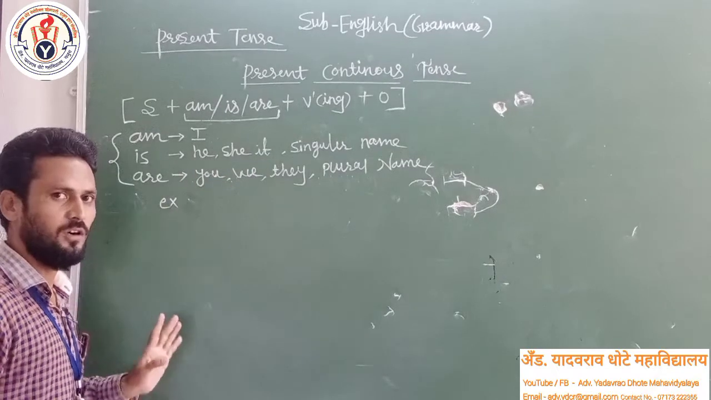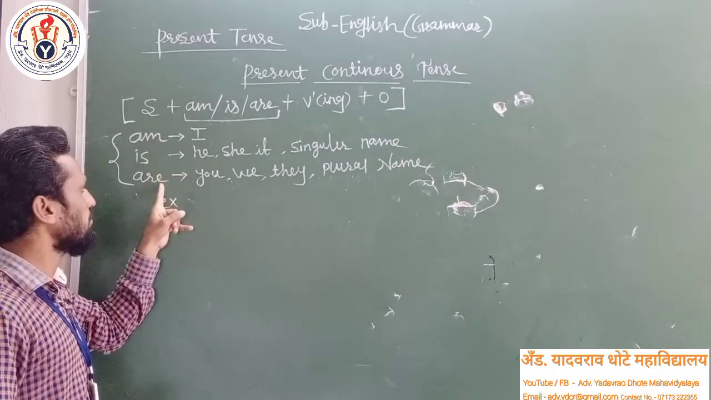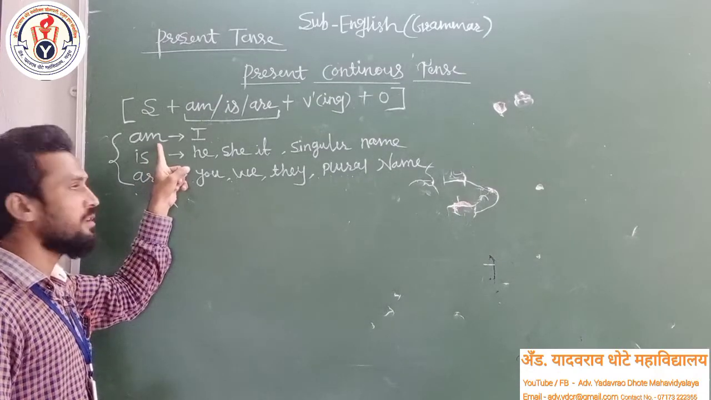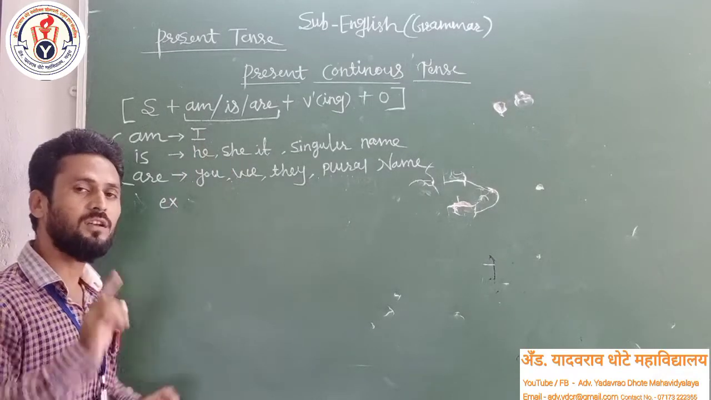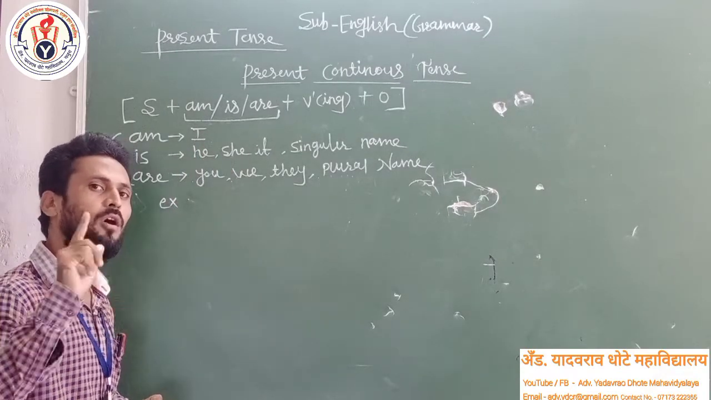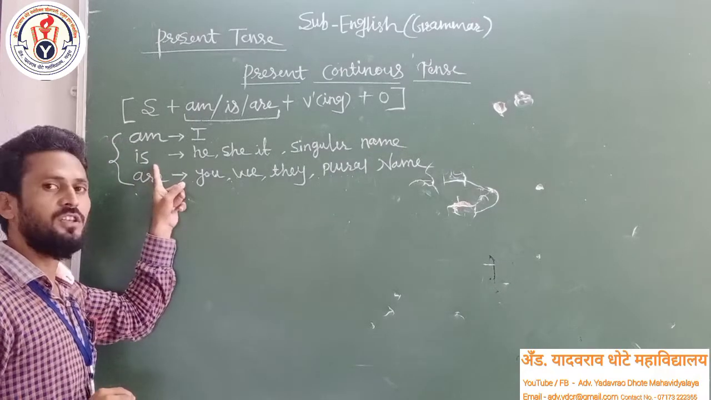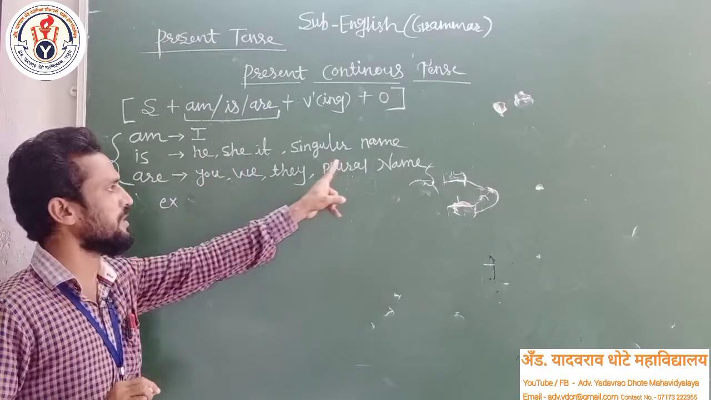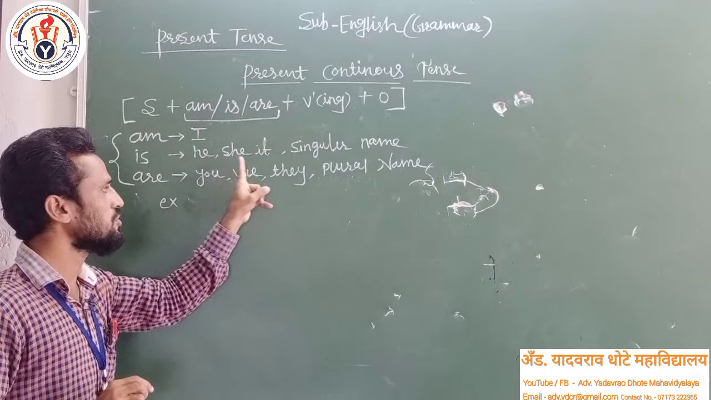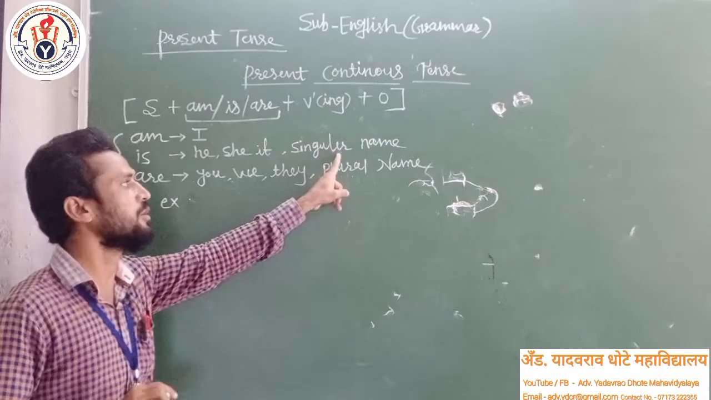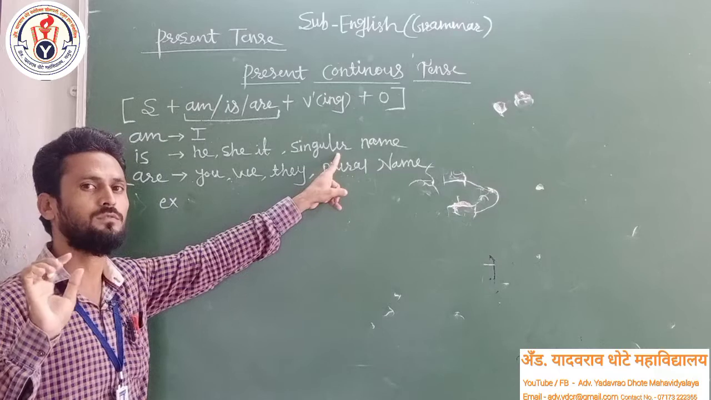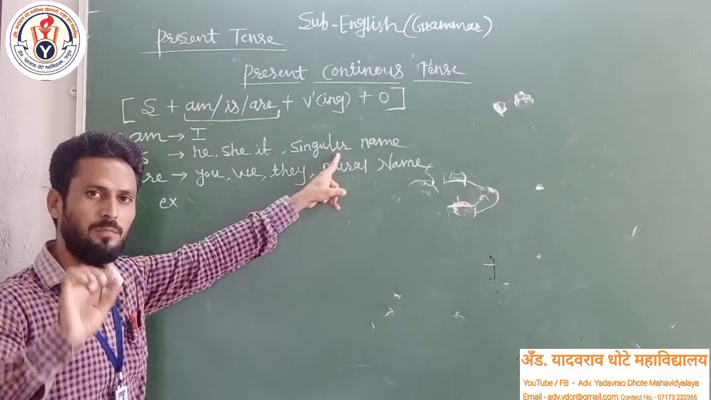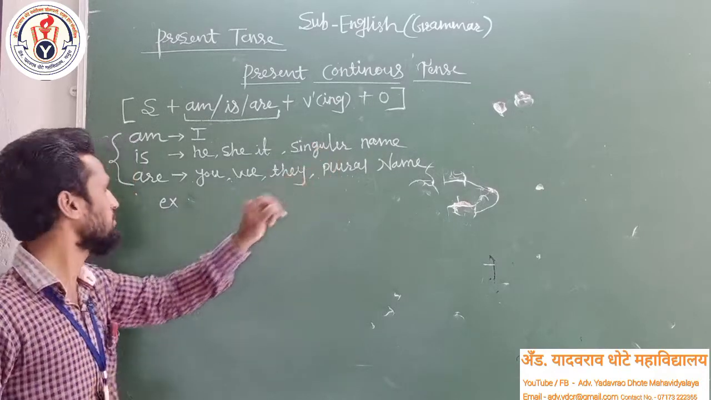You are seeing here on the blackboard, I have written three to be forms: am, is, are. Dear students, am is used with I. Second, is. The second to be is used with this kind of subject: he, she, it, and a singular name, singular noun. For example, India, boy, or a proper noun, Salman, Rahim, Ramesh, like this.